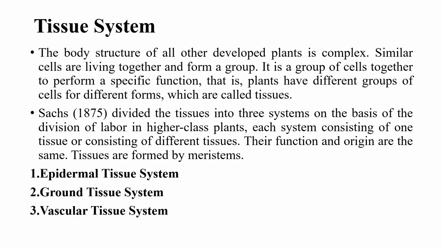Sachs in 1875 first divided tissues into three systems on the basis of division of labor in higher classes of plants. Each system consists of one tissue or of different tissues. Their function and origin are the same. Tissues are formed by meristem. So, according to their function, the tissue systems are of three types.